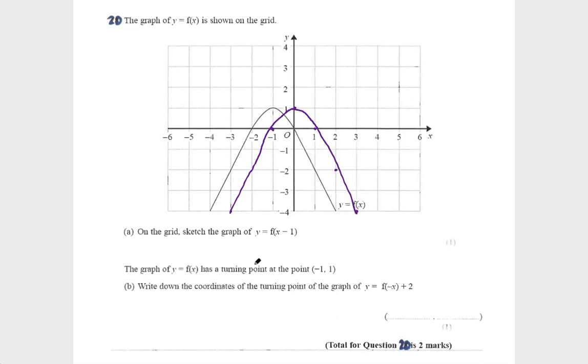The graph of y equals f of x has a turning point at the point -1, 1. It's this point here. Write down the coordinates of the turning point of the graph y equals f of -x plus 2. So f of -x, it's flipped it in the horizontal direction over the x-axis. So that would take it from there to there. And then you're plussing 2, so you need to move it up 2 in the y direction. It's outside the function, so that needs to go up 2. Which means that that point has flipped across the axis to there and then gone up 2, and it's now in the position 1 across 3 up, 1, 3.